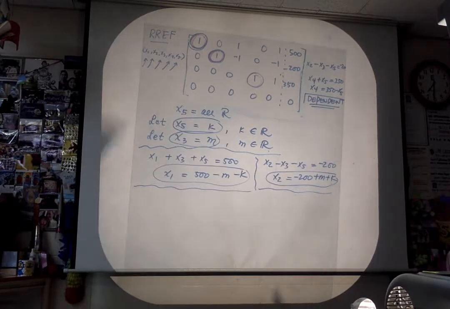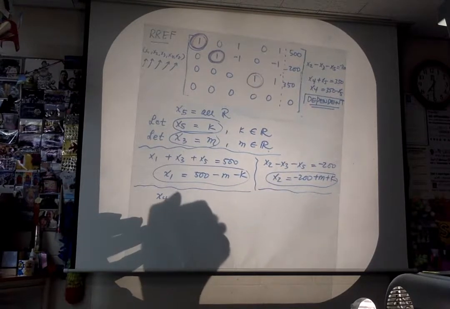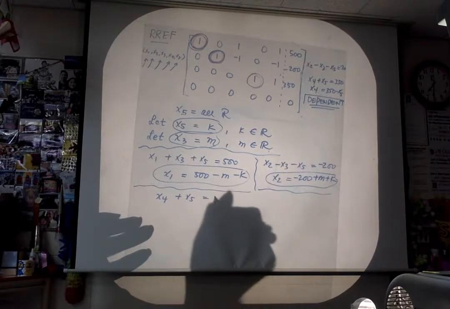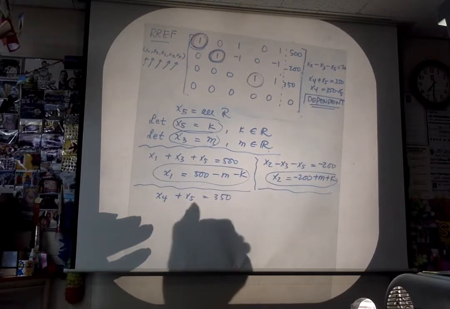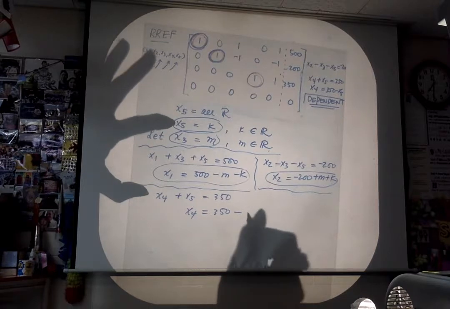Look, we got x1, x2, x3, and x5. What do we need? x4. So we go back here. This is x4, with a leading 1. So x4 plus x5 is equal to 350. That means x4 must be 350 minus x5, but x5 is k.